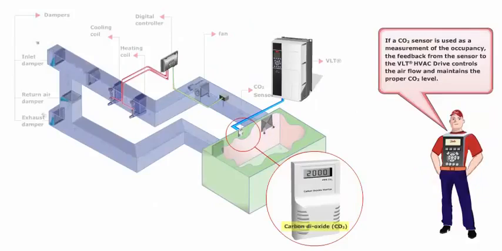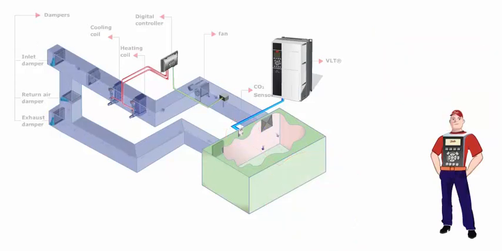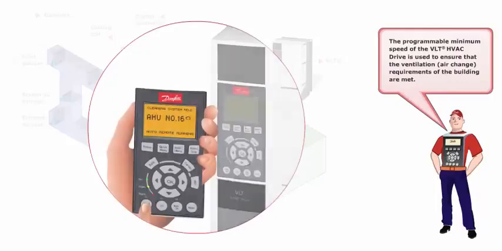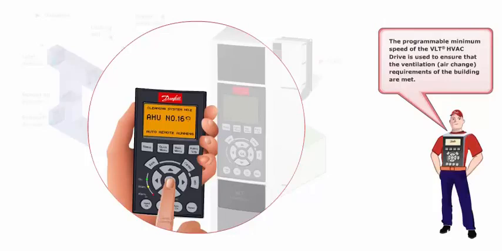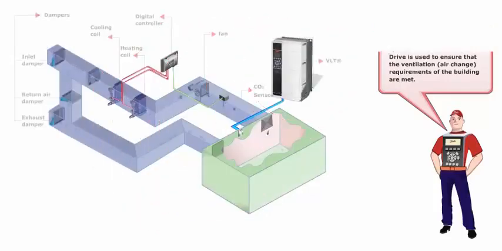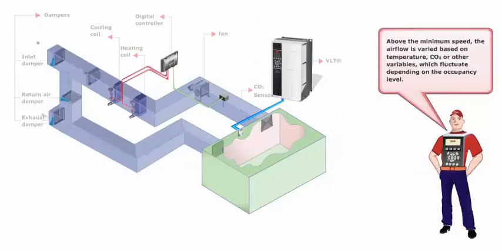If a CO2 sensor is used as a measurement of the occupancy, the feedback from the sensor to the VLT HVAC drive controls the airflow and maintains the proper CO2 level. The programmable minimum speed of the VLT HVAC drive is used to ensure that the ventilation air change requirements of the building are met. Above the minimum speed, the airflow is varied based on temperature, carbon dioxide, or other variables, which fluctuate depending on the occupancy level.